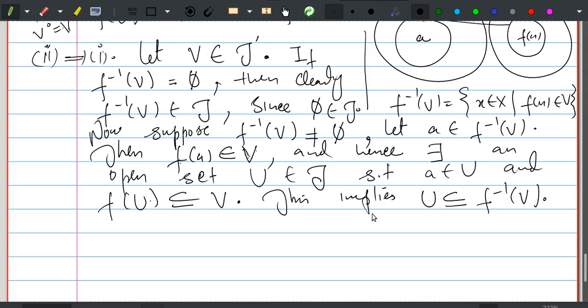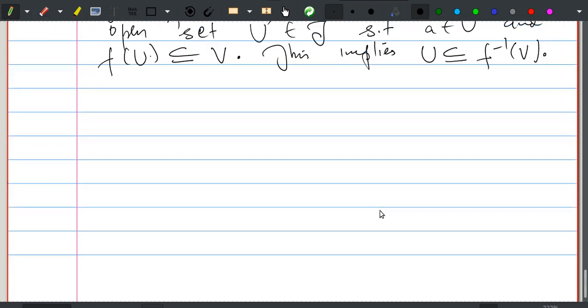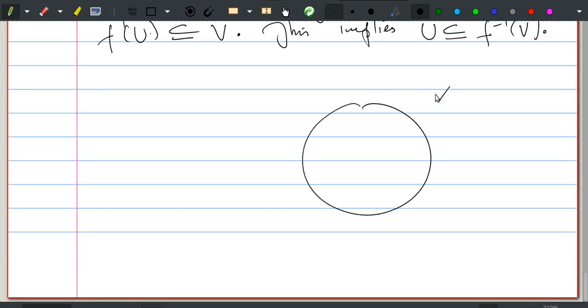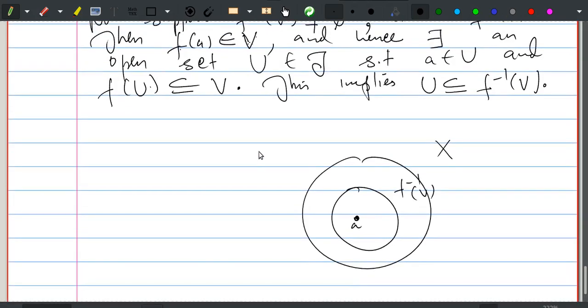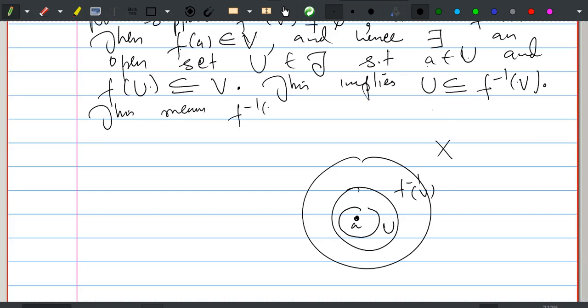So what we proved here: f inverse V is actually a subset of X. So this is our f inverse V. We chose an arbitrary point A, and for this point A we proved that there is an open set U which contains this A, and this U is contained in f inverse V. So this means f inverse V is a neighborhood of A. This is the definition of neighborhood.